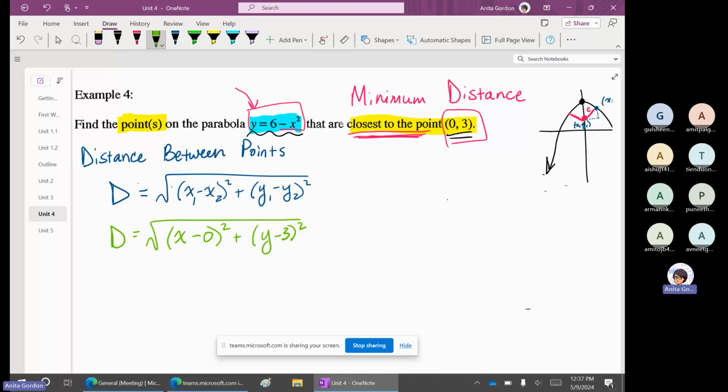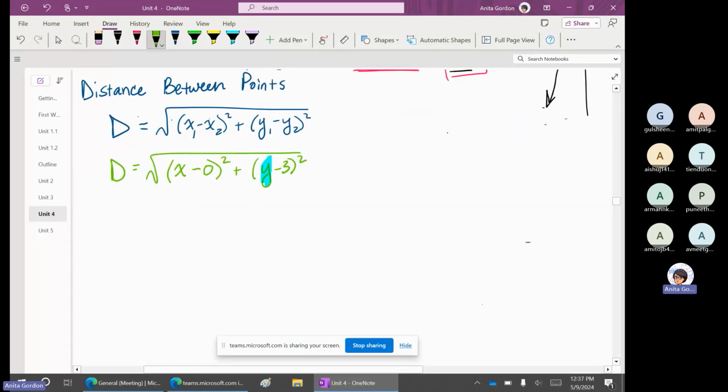Absolutely. That is exactly what I'm going to do. I'm going to take this equation, y equals 6 minus x squared, and I'm going to substitute it in here. So then my entire equation is only in x's, right? Okay. So let's do that. And you can see this is a distance that depends on the coordinate x.